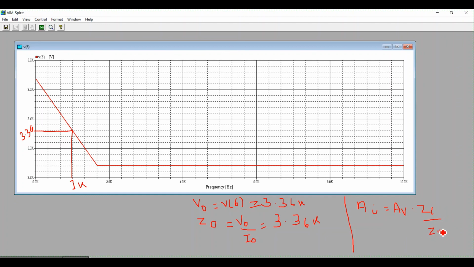So we have the practical value of Av, which was approximately 120. We have the practical value of Zi. You can please look to your graph. I think its approximate value was 4.5K and Zo is 3.36K. So doing the calculations, you will get the current gain.